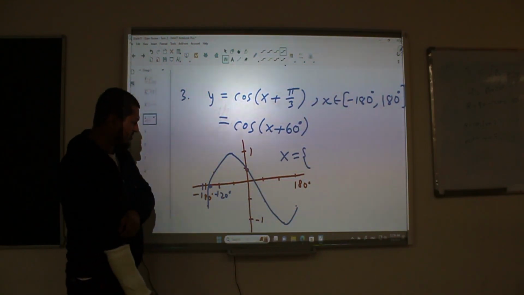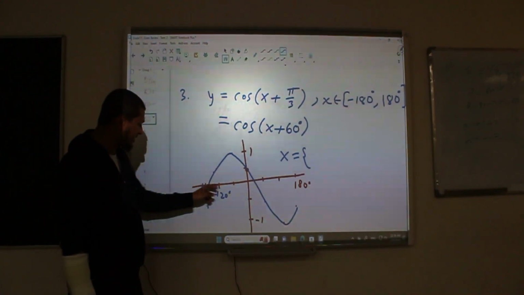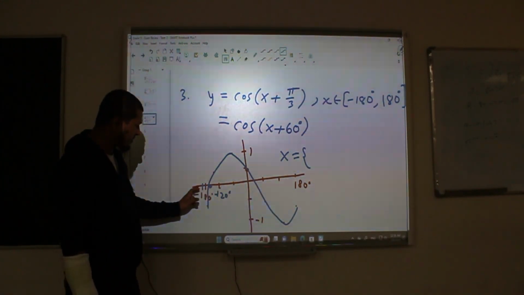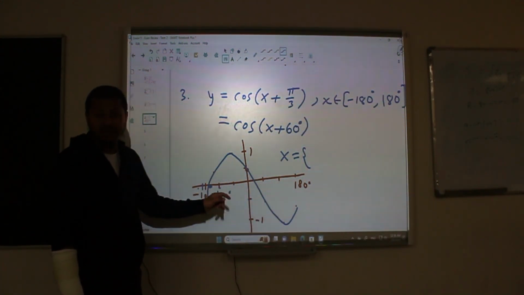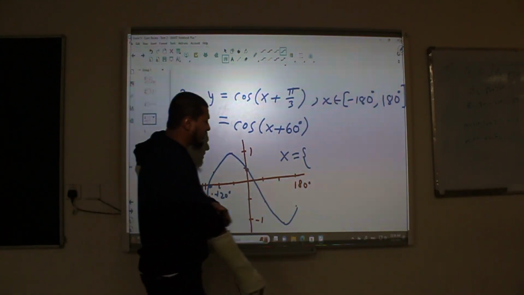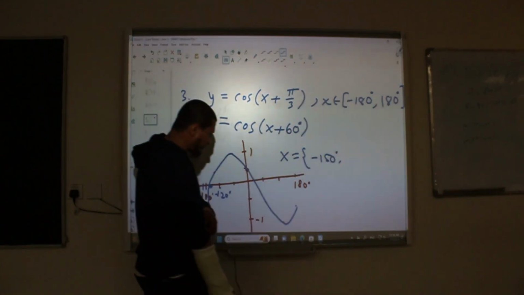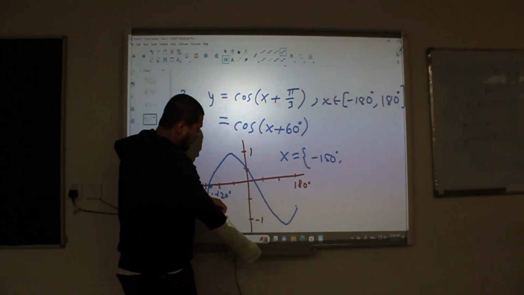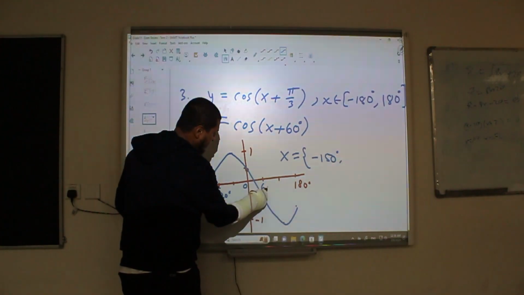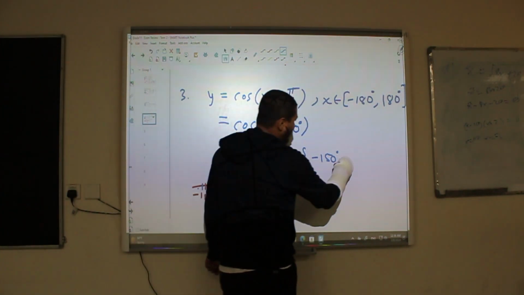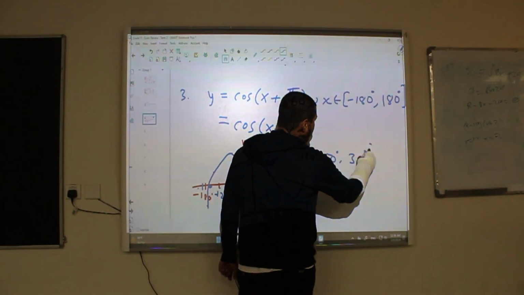You will see, if you are sketching the graph and draw to scale, that you get a value in between these two values. So you should get the x-intercept as negative 150, or the next intercept, you get a value between 0 and 60, which is 30 degrees.